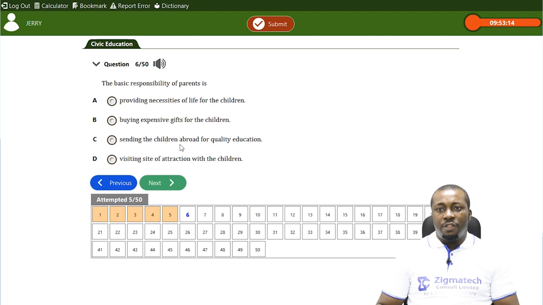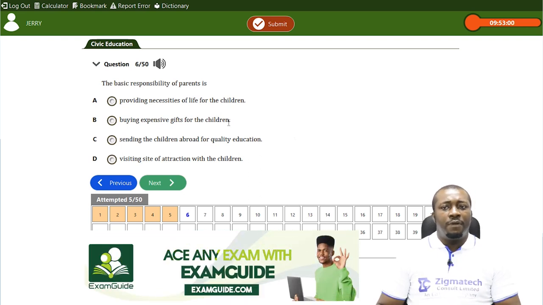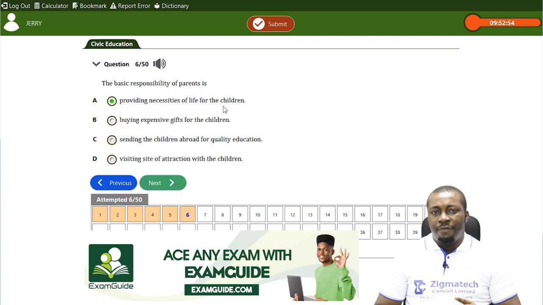C says sending the children abroad for quality education is not something everybody can afford. And even those that can afford it can have reason not to do that. B says buying expensive gifts for the children is not a basic responsibility of a responsible parent. But the basic is providing necessities of life for the children.